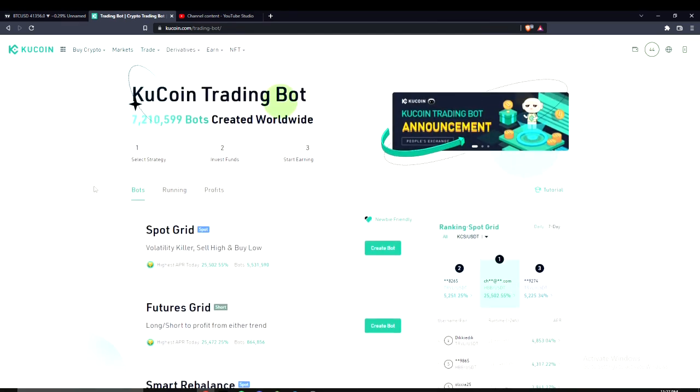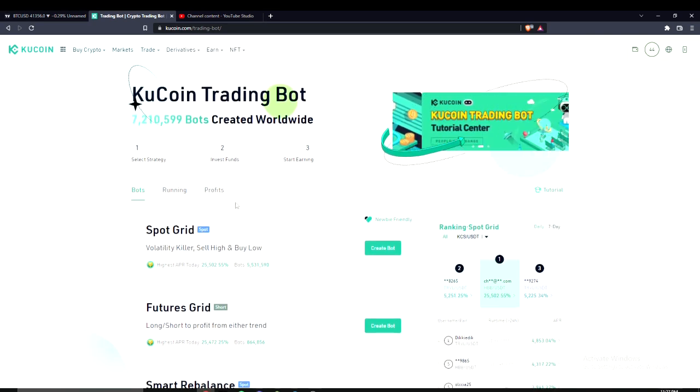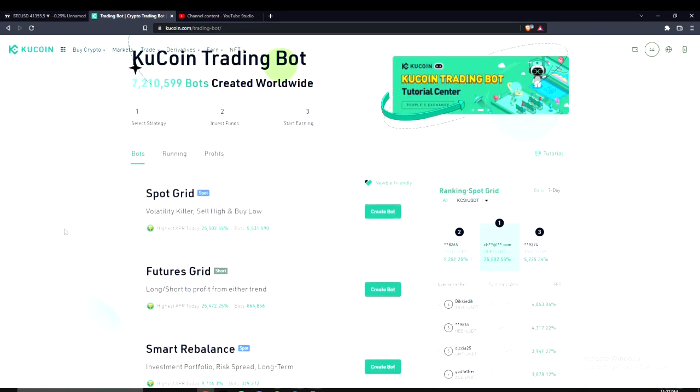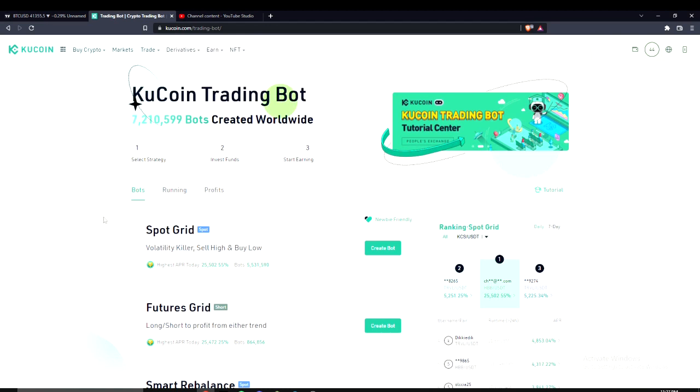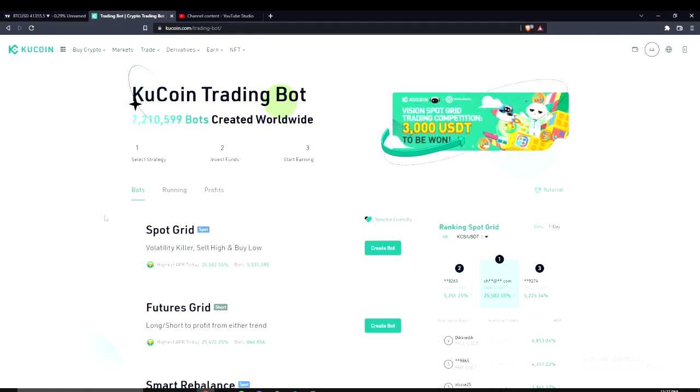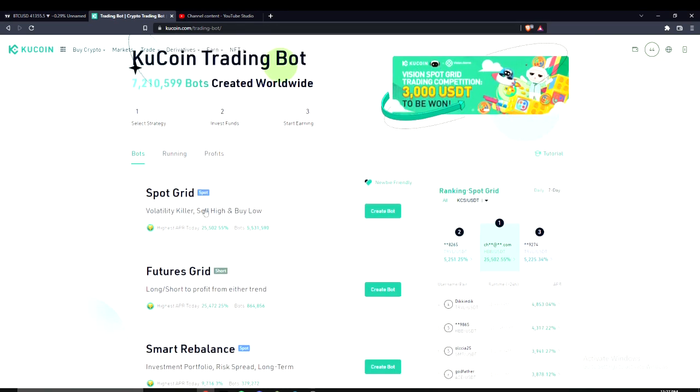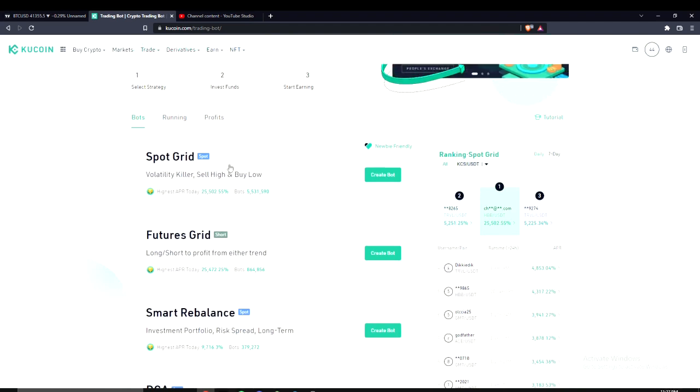But anyway, without any more delays, let's just go into what the bots are. I'll explain the risks with each one and the benefits. Alright, so spot grid. What this basically does is it creates a bunch of buy limits and sell limits.